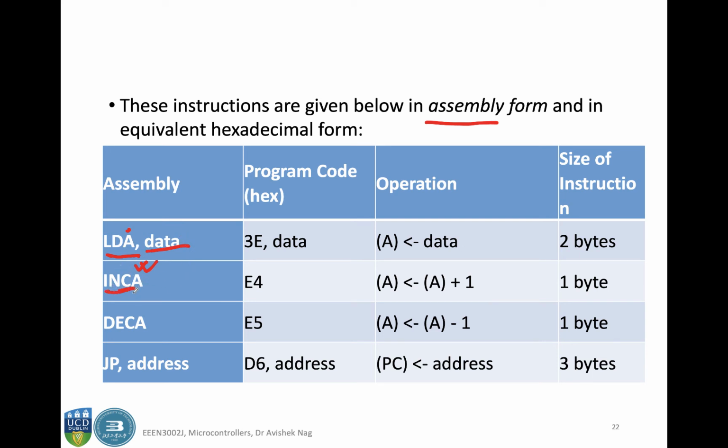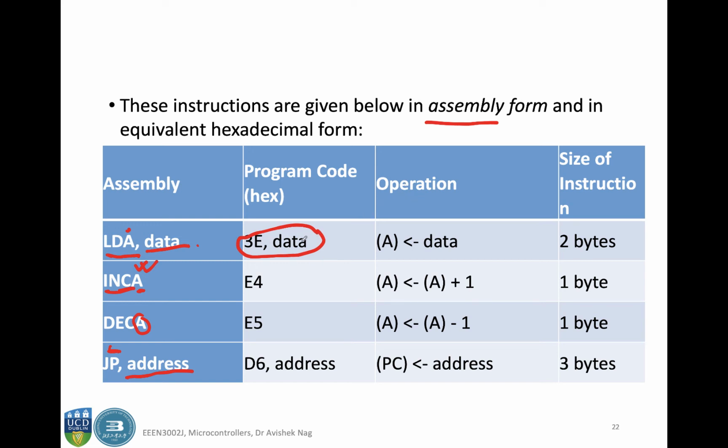INCA means increment the register A. Whatever the value in register A, you increment that. Then DCA is decrement the value in register A, and JP with some address means jump to this particular address location. Okay, and you can see that each of these assembly language instructions has an equivalent hex form. So this is what is stored in the memory of the microcontroller.